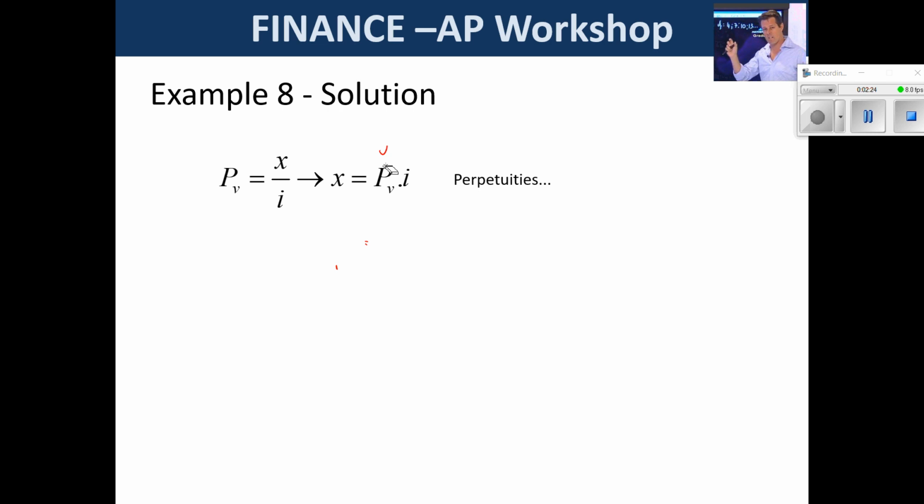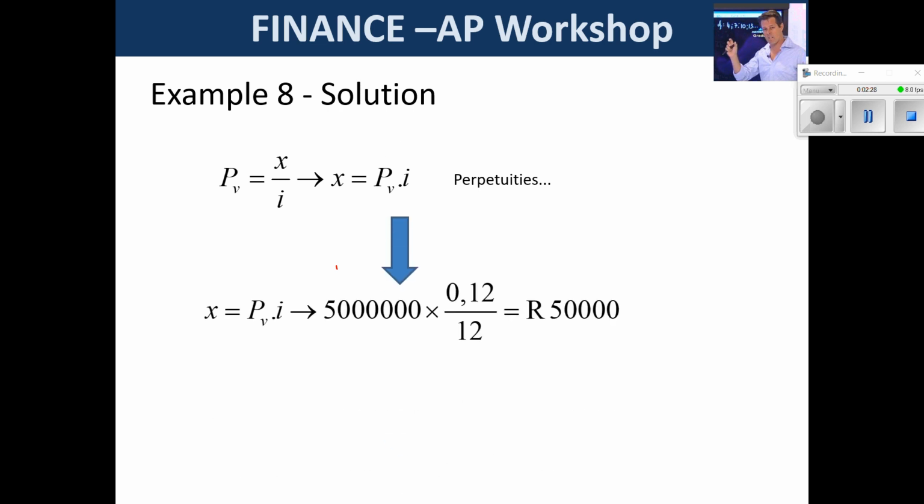Okay, so let's clear up and see how I go about this answer. All that you do is take your 5 million and multiply by the interest rate, but because I wanted a monthly withdrawal, this rate is a rate per month. So we can take out 50,000 every single month at a rate of 12% per annum compounded monthly, and we will never diminish our principal amount.